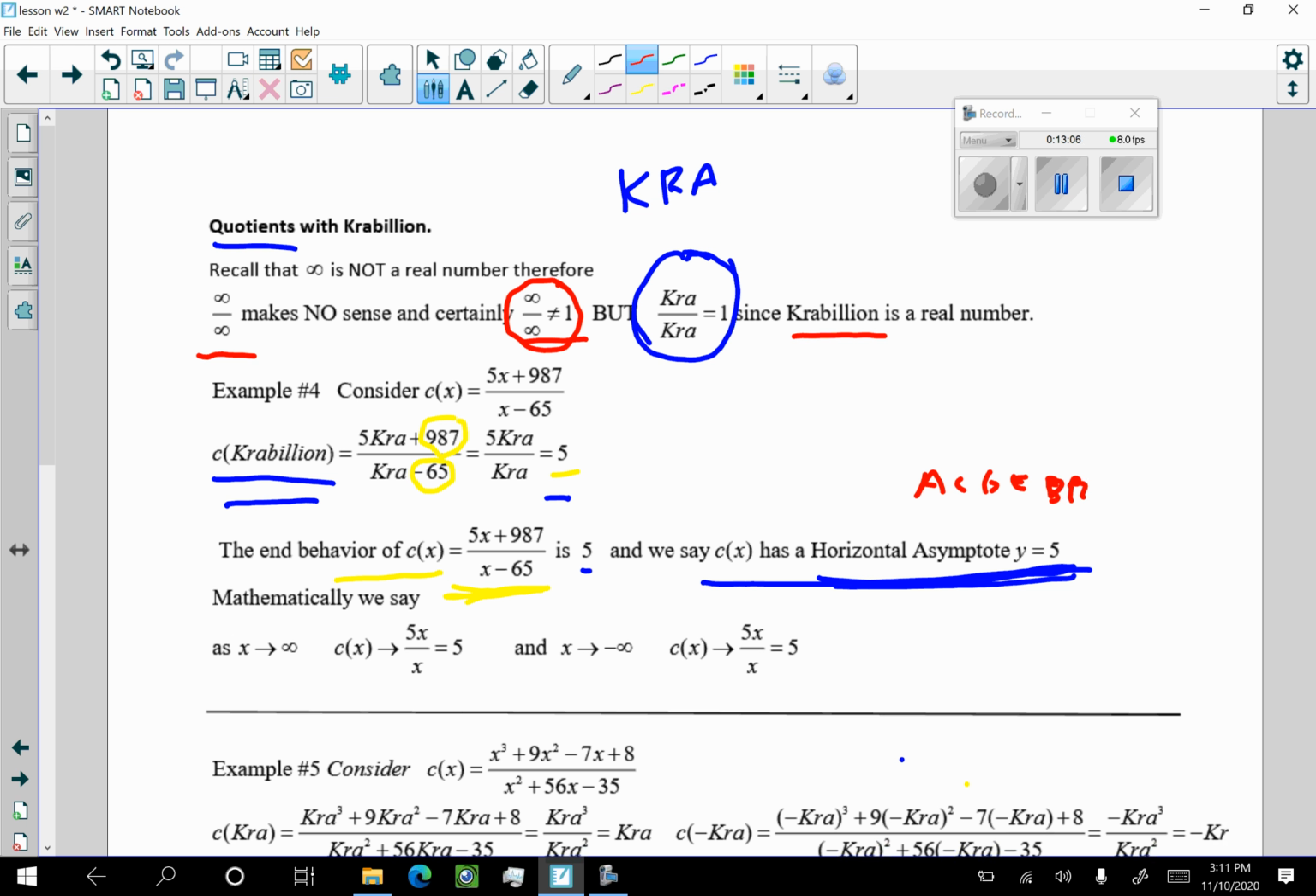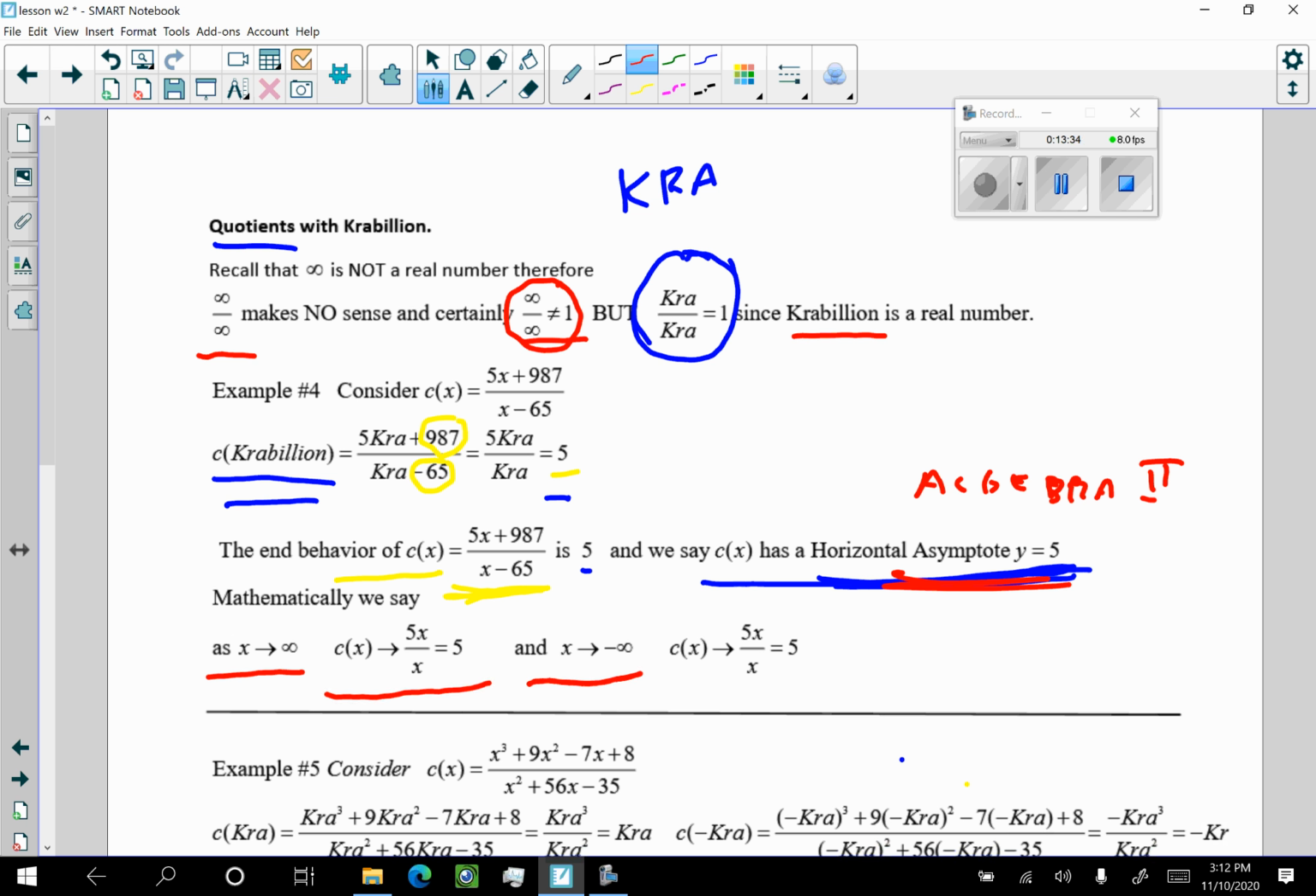Algebra too. I do remember how to spell algebra. We may or may not have talked about horizontal asymptote. If we didn't, we are right now, and that's good. So the end behavior of this is 5 because C of kerbillion is 5. And what we say is, as x goes to infinity, notice we don't say as x equals infinity, because it doesn't. As x goes to infinity, C of x goes to 5.